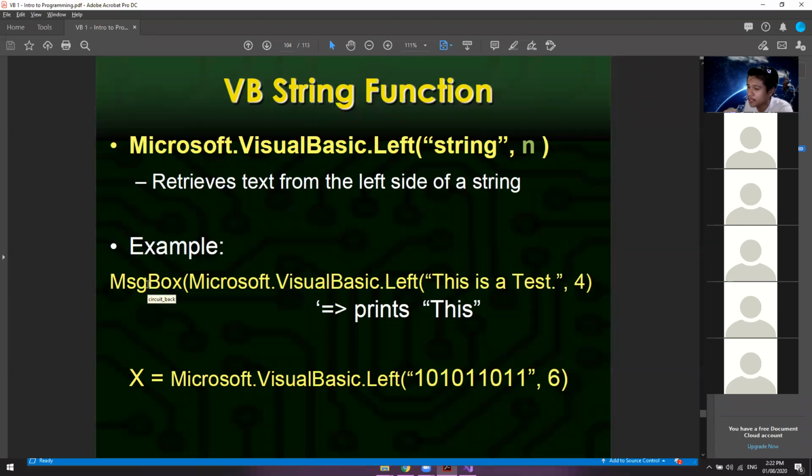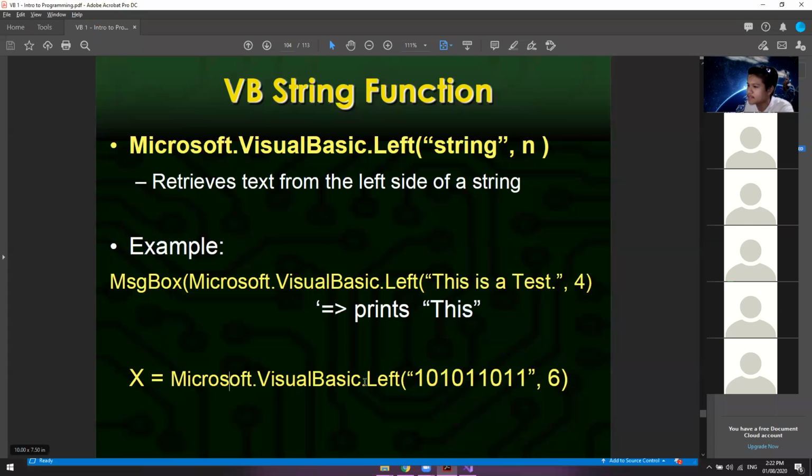So we have an example here wherein mapapakita yung result sa message box. And then a function, Microsoft.VisualBasic.Left. And then we have a string, "this is a test". Then kung ilang character yung gusto mong i-count. So 4, so starting from left, "THIS". Okay? So the rest, disregard na siya. So papakita niya lang is this.